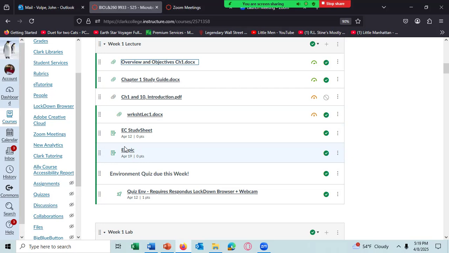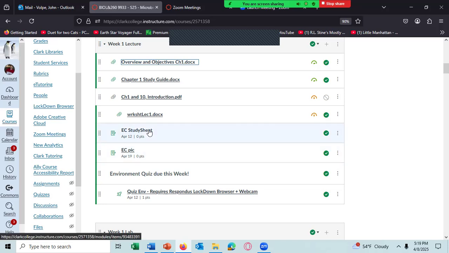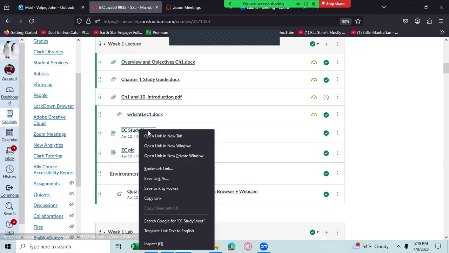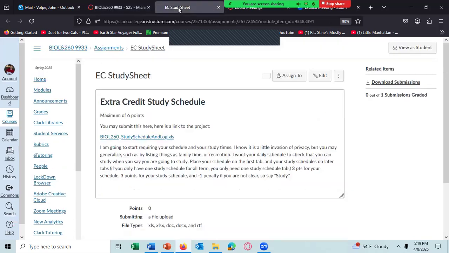It's just something I found that helps me learn your names. I want to learn your names. If I get your picture, it'll help me learn your names, because I'll see your smiling face whenever I'm posting the grades. And that helps me learn your names. For the extra credit study sheet, you need to click on that link.